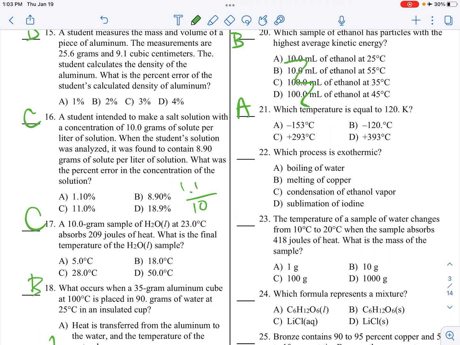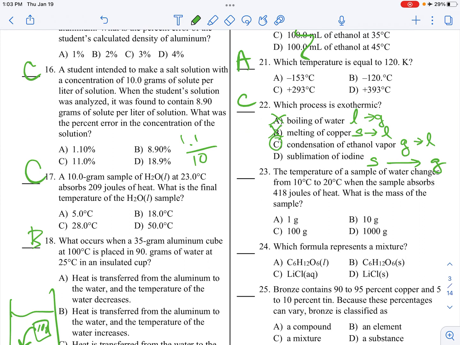Exothermic means giving off of heat. When you boil water, that's a liquid going to a gas, and I need to add heat to it, put it on the stove, so that's not it. When I melt copper, that's a solid going to a liquid, which means I need to take heat in. Condensation of ethanol vapor is when a gas becomes a liquid. That's my answer. And sublimation is solids straight to the gas phase, which we haven't talked about too much yet.